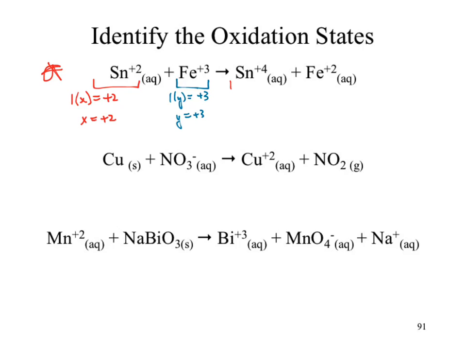For tin plus 4, well, there's 1 times the oxidation number equals the charge plus 4. The oxidation number is plus 4. For iron plus 2, there's 1 times the oxidation number.